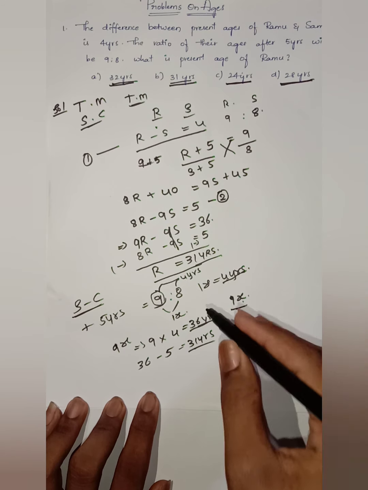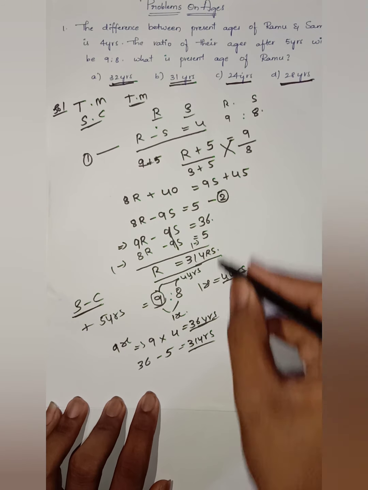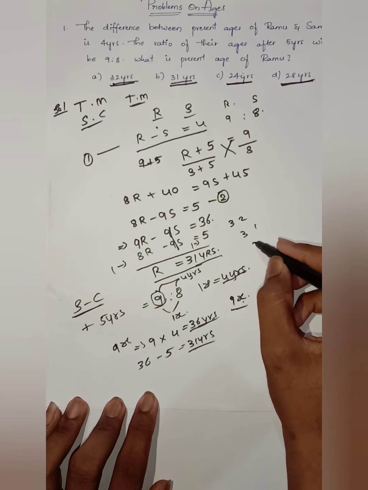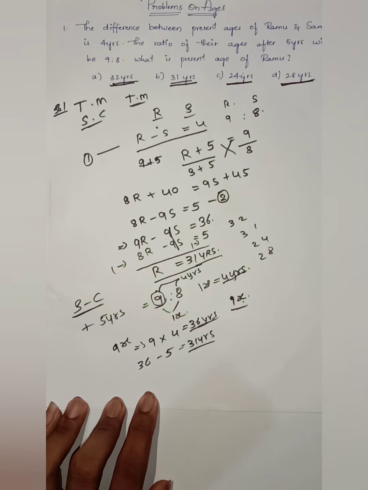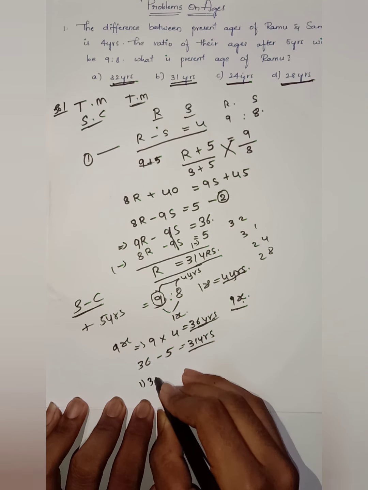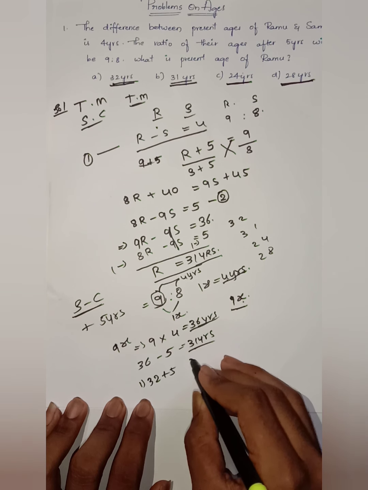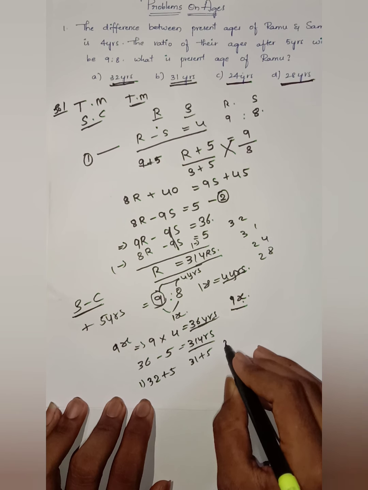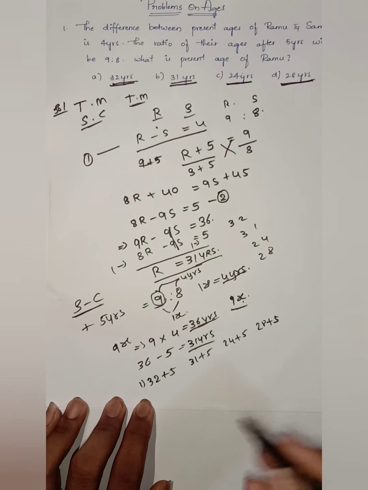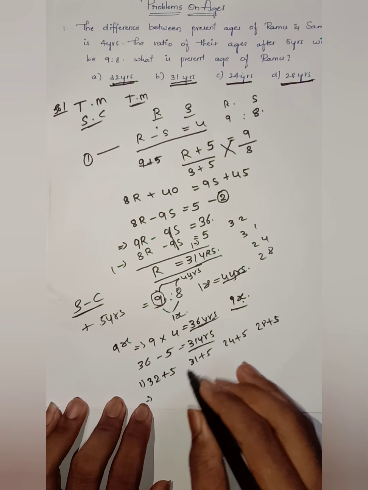So how to solve from the option method? In the option method you see 32, 31, 24 and 28. Add 5 to all these options. That means 32 plus 5, 31 plus 5, 24 plus 5, 28 plus 5. So it should be a multiple of 9.